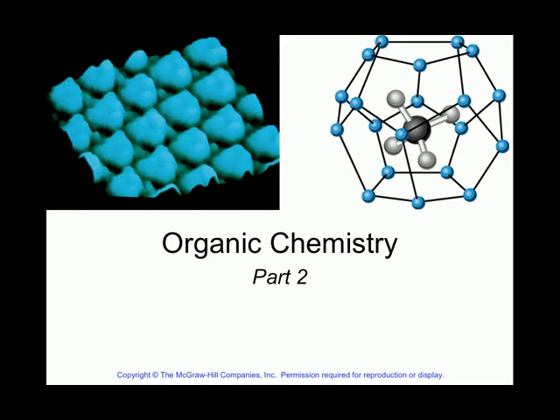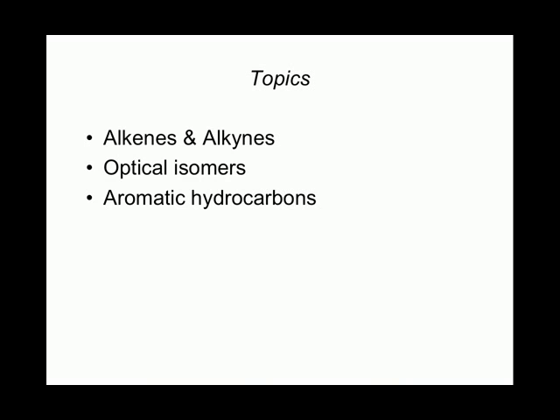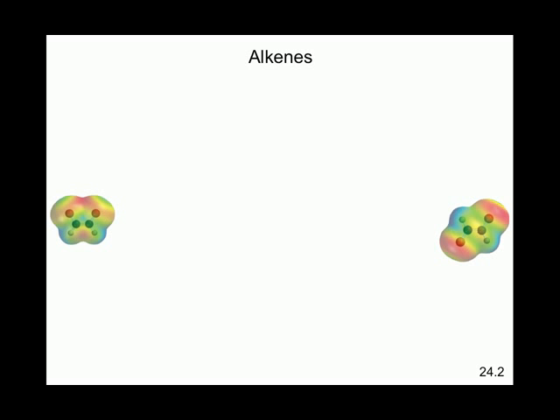Organic Chemistry Part 2. Topics for today: alkenes and alkynes, optical isomers, aromatic hydrocarbons. Starting with the alkenes, they have a general formula CnH2n, where n is 2, 3, or other small whole numbers. You have to have at least two carbon atoms bonded together with a double bond to have an alkene.